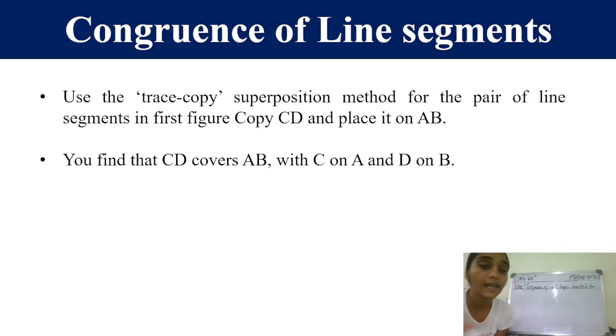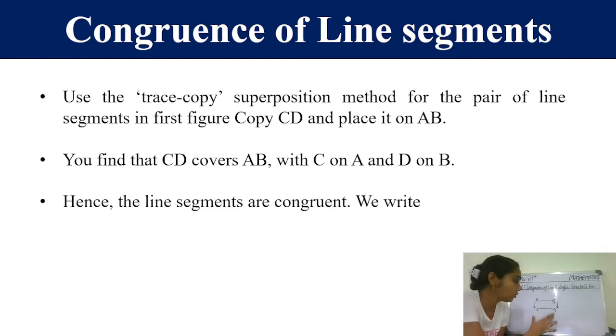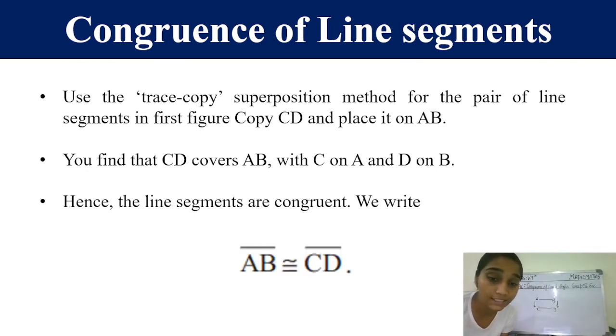For the line segments, if I take AB and CD, what will you say? Yes, first is this, second is this. If this is AB and this is CD, such that they are superimposing, A will lie on C and B will lie on D. So students, we will say that these are two congruent lines. A is lying on C exactly, and B is lying on D after tracing both the lines. So we will say that AB is congruent to CD.